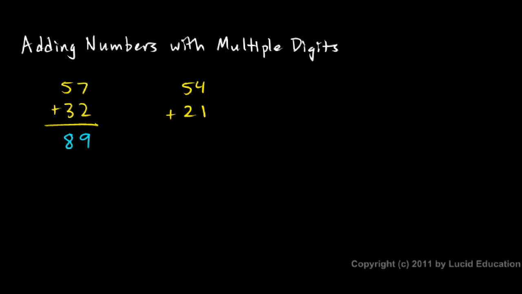54 plus 21. Well, I can add the ones. 4 and 1 is 5. 4 ones plus 1 one is 5 ones. And 5 tens plus 2 tens is 7 tens. So I have a 7 in the tens column in my answer.